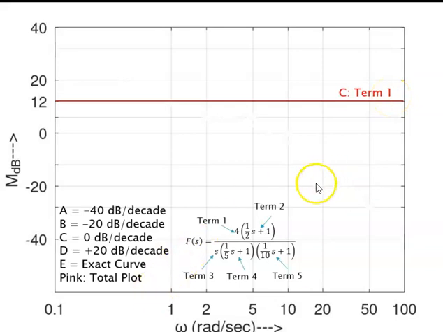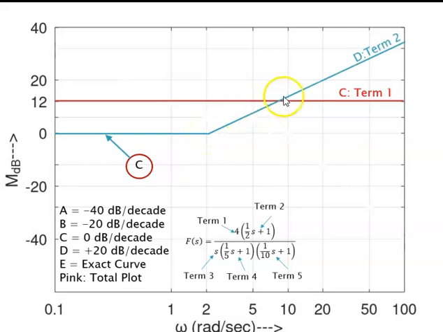We are drawing for term 1. Then the next term is of the form 1 plus tau s in the numerator. The corner frequency is 2 radians per second. So the contribution of this term 2 is 0 decibels all the way up to 2 radians per second, and then it goes up, because the term is in the numerator. It goes up with a slope of 20 decibels per decade. At the end of each decade, its value increases by 20.